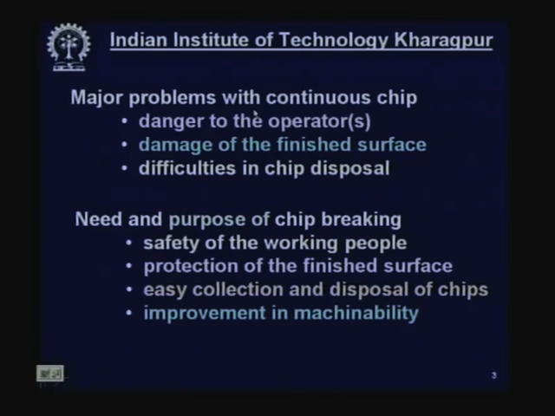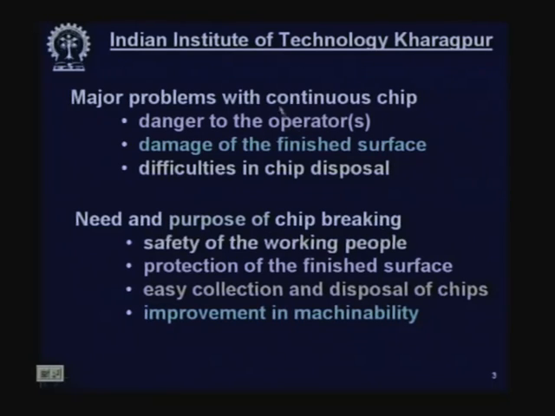Now, let us summarize the major problems with the continuous chip that generally develops in machining of ductile materials: danger to the operators, which I explained already; damage of the finished surface if the chip is allowed to entangle; and difficulties in chip disposal. The collection and disposal of the chip also becomes extremely difficult if the chips come out in that continuous form. Now, the need and purpose of chip breaking.